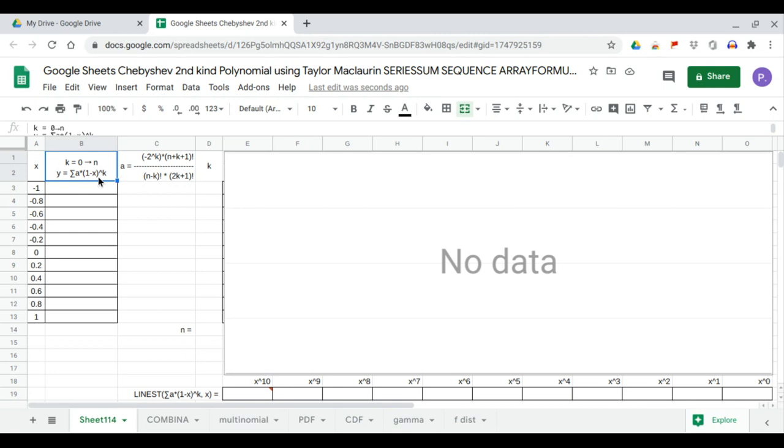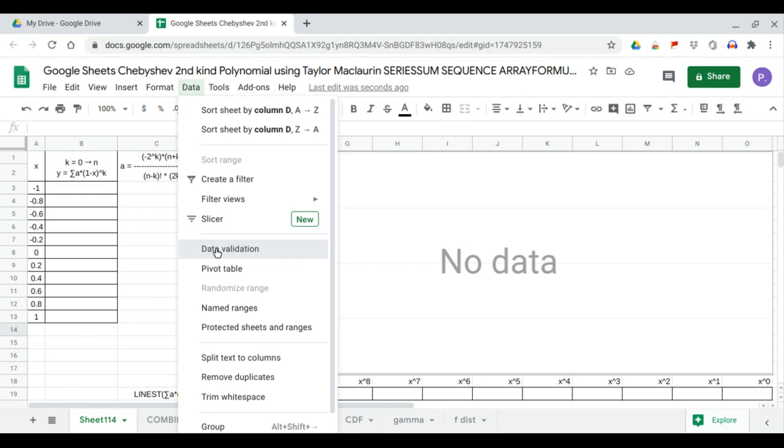1 minus x to the power k, where a, the coefficient, is negative 2 to the k times n plus k plus 1 factorial all over n minus k factorial plus 2k plus 1 factorial. And our values of k is from 0 to n, while n will be from 1 to 10.